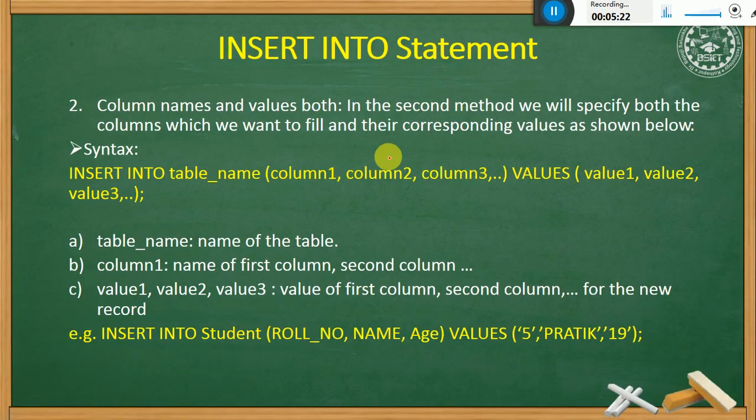A second method in which we can specify the column names as well as values both. In the first method we directly put the values, but in the second method we use column names as well as their values. This method we have implemented in experiment number 1. The syntax is very simple. Insert into, that is the statement, then your table name which you have created, then column 1, column 2, column 3, these are the column names, then the keyword values. In the next bracket are the values for the appropriate columns as per their data type.